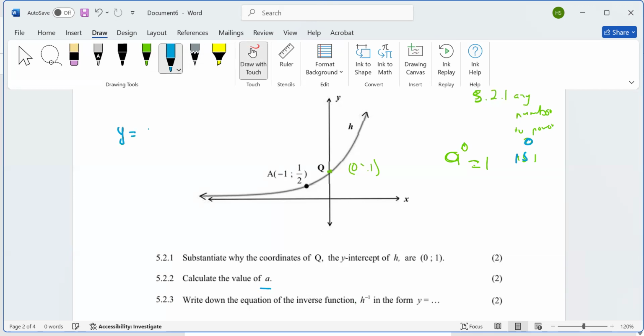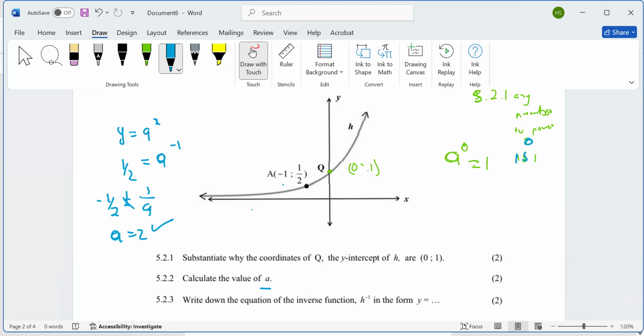Calculate the value of a. So we have y, which is equivalent to a to the power of x. Sub this point, we have 1 all over 2, which is going to be equivalent to a to the power of -1. And then this one here gives us 1 all over 2, which is going to be 1 all over a. Cross multiply, a is going to be equal to 2.